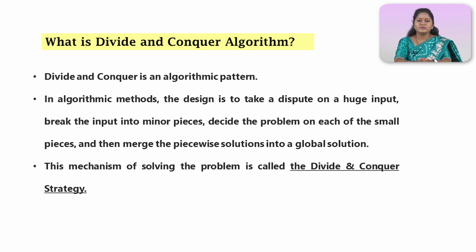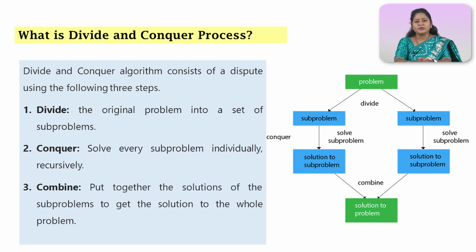Divide and conquer is an algorithm pattern in which the design is to take a problem on a huge input and break the input into minor pieces, solve the problem on each of the small pieces, and then merge the piecewise solutions into a global solution. This mechanism of solving the problem is called the divide and conquer strategy. To understand more, let's see what exactly the process is.